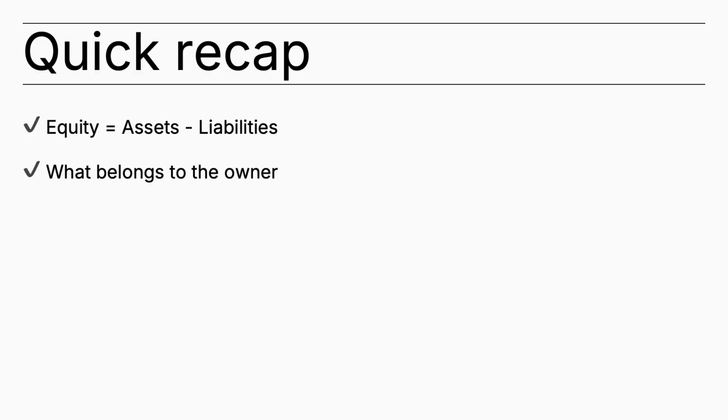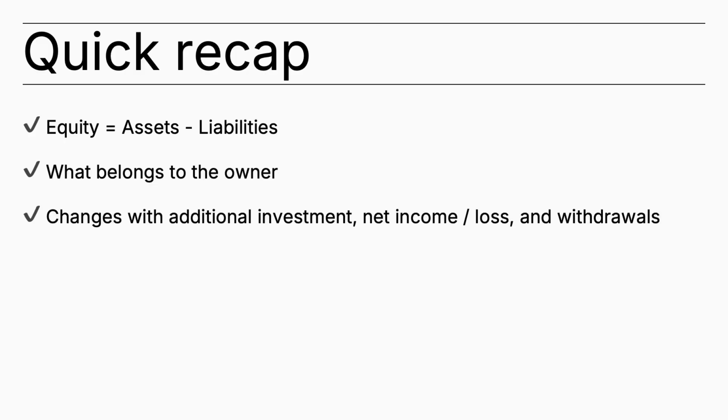Let's quickly recap everything. Equity is calculated by deducting liabilities from assets. Hence, equity is what belongs to the owner. And it changes based on additional investment, net income or loss, and withdrawals. If you understand this, then you understand the foundation of accounting ownership.